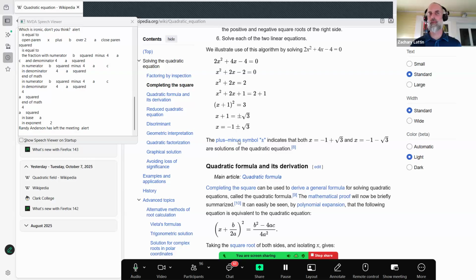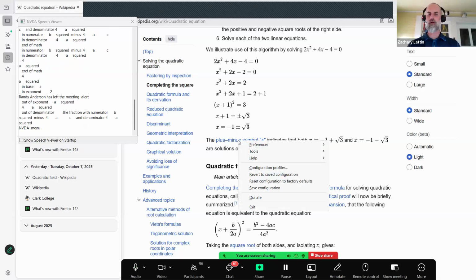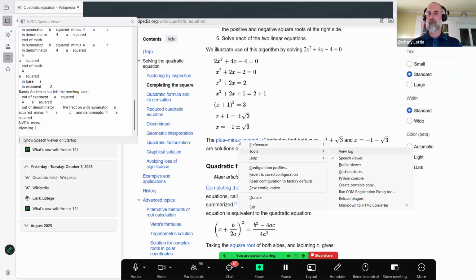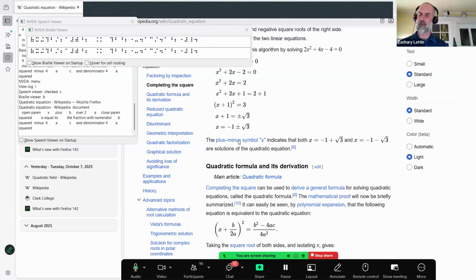That's kind of the way that this hierarchical navigation works. I do also want to mention the other important thing about this: if you are a Braille reader, in NVDA, view, speech viewer you're checked, Braille viewer. You're getting this quadratic output in Nemeth Braille. So you're not getting the words that you're hearing the screen reader say, you're getting the equations in Nemeth Braille or Unified English Braille.